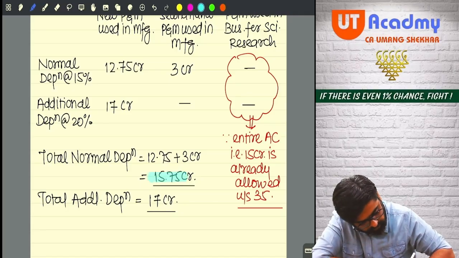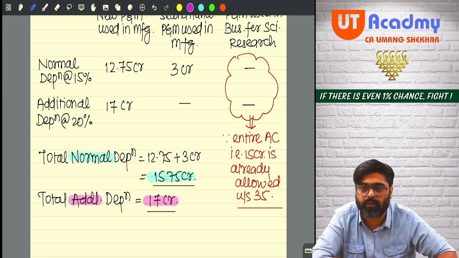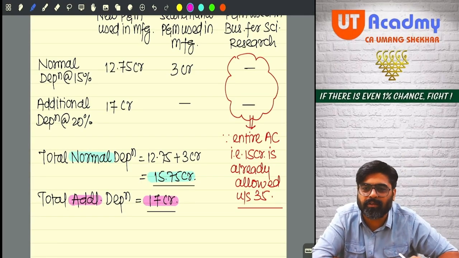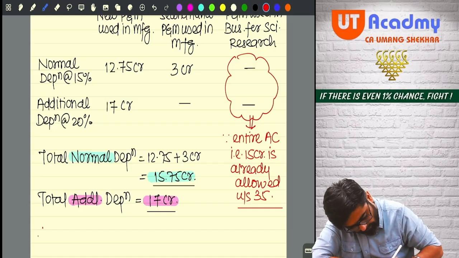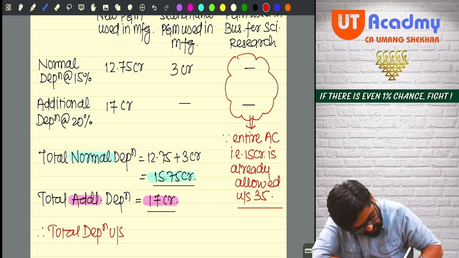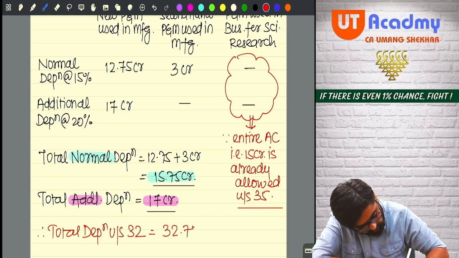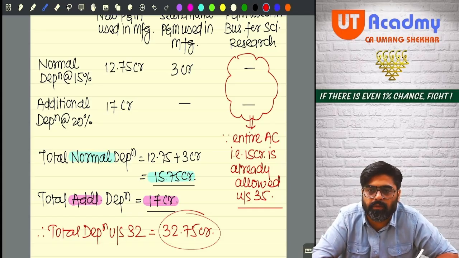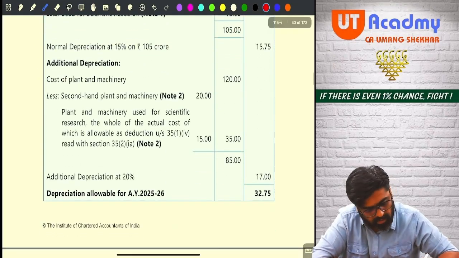Very difficult, no sir? Very difficult. And add both of them. You will get total depreciation under section 32. Got it? So therefore, total depreciation under section 32 is 32.75 CR. This is my final answer. Can you please check the answer? Same sir or different sir? Yes, same.